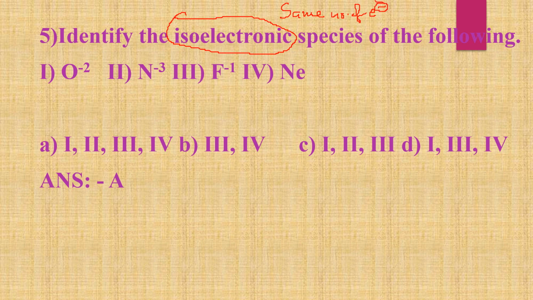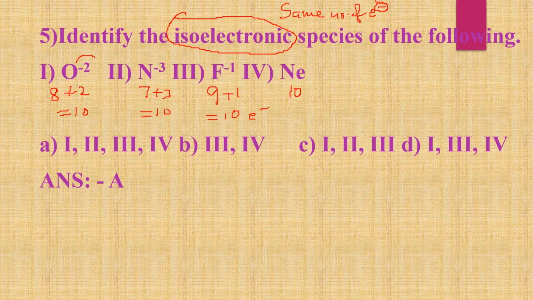Now we'll go through that. The atomic number is 8, the atomic number of nitrogen is 7, the atomic number of fluorine is 9, and here 10, so atomic number equals number of electrons. Here minus 2 means you have to add 2 electrons, then you will get 10. Then you have to add 3 electrons, you will get 10 electrons. Then you have to add 1 electron, then here you will get 10 electrons. So all are 10 electrons.